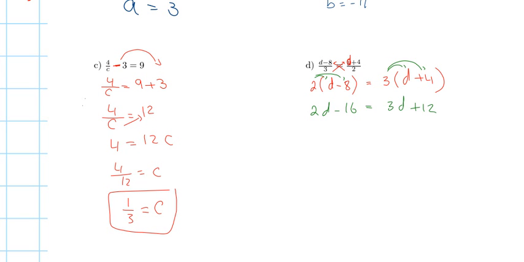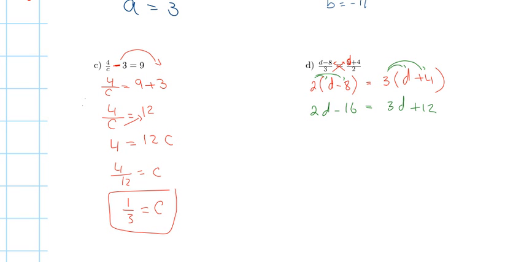Now I have d on both sides, and I want the d's to be on the same side. I want the numbers to be on the same side. Okay? So basically, I have the choice of moving the 3d over to the left or moving the 2d over to the right. It doesn't matter. I usually like to move the smaller one toward the bigger one, just so I don't end up with negatives.